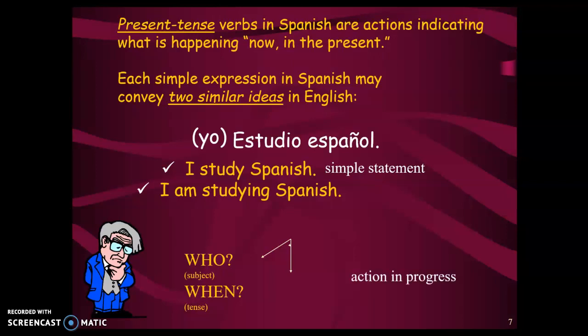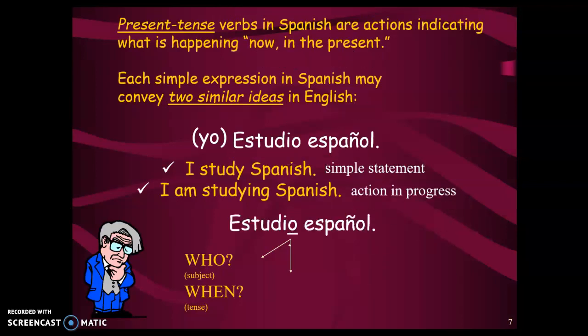So this is a very simple statement. And when you say I am studying Spanish, it's an action in progress. So who is doing the action? Estudio español. See, it ends in o. So it means I am doing the action, yo, right? And it's in the present.